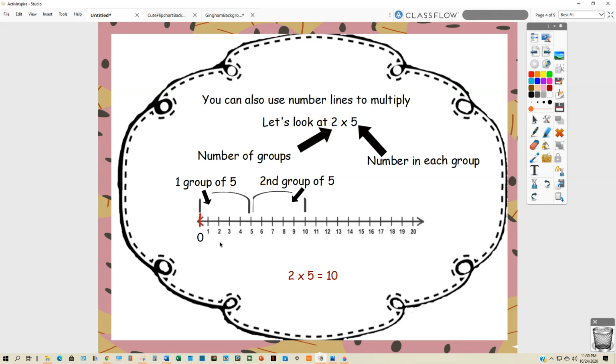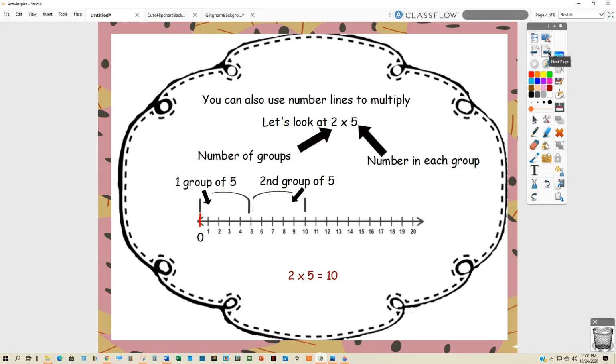So all I've got to remember is I'm doing equal grouping. I'm doing a number of jumps that's told in the multiplication problem. So I have 2 jumps in this one, 5 in each jump. So it's not hard. It's stuff that you've been doing all along. We're just putting it on a number line, so that way we're giving you another tool, another strategy to be able to solve multiplication problems.